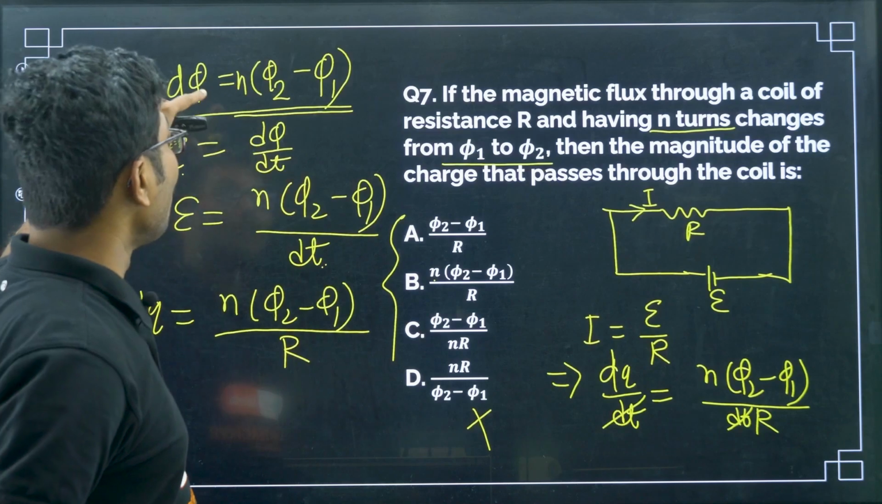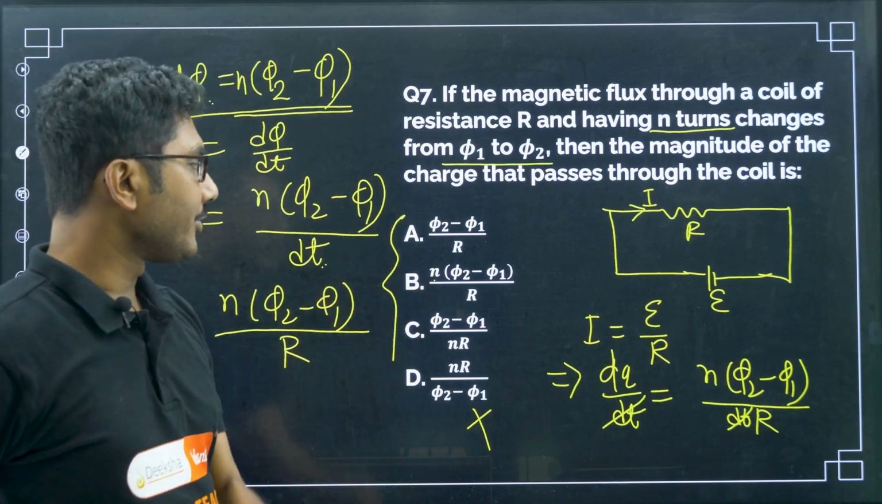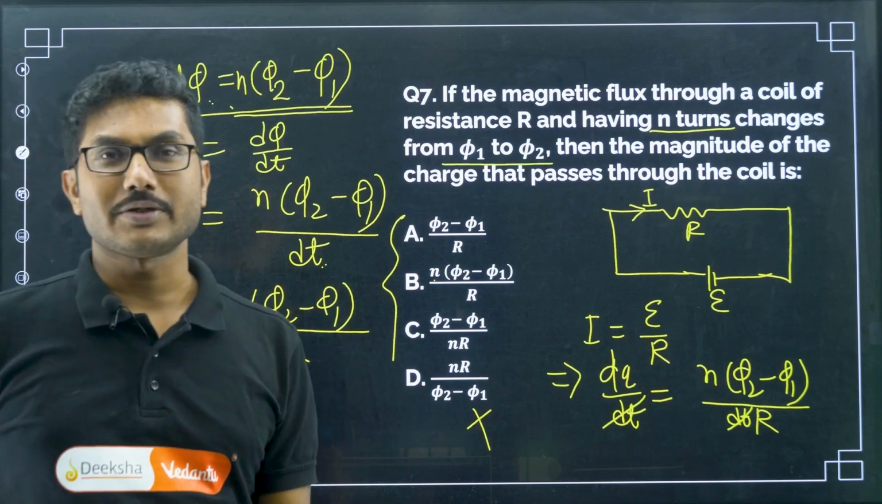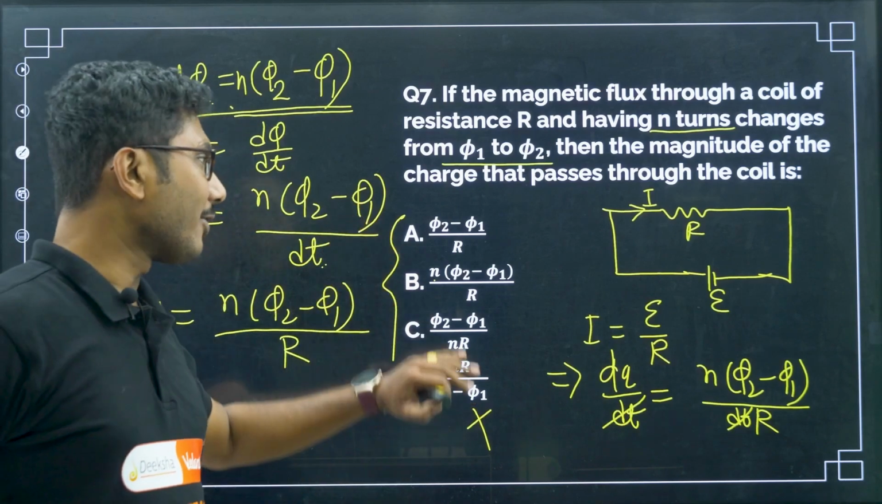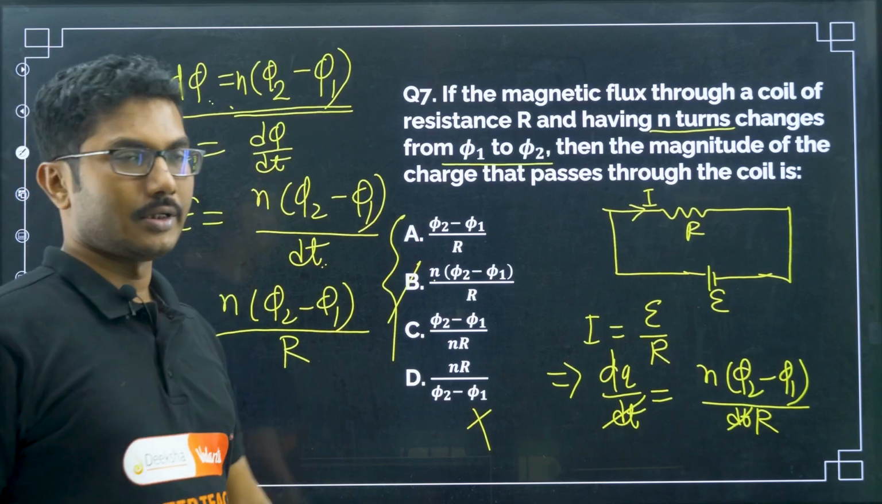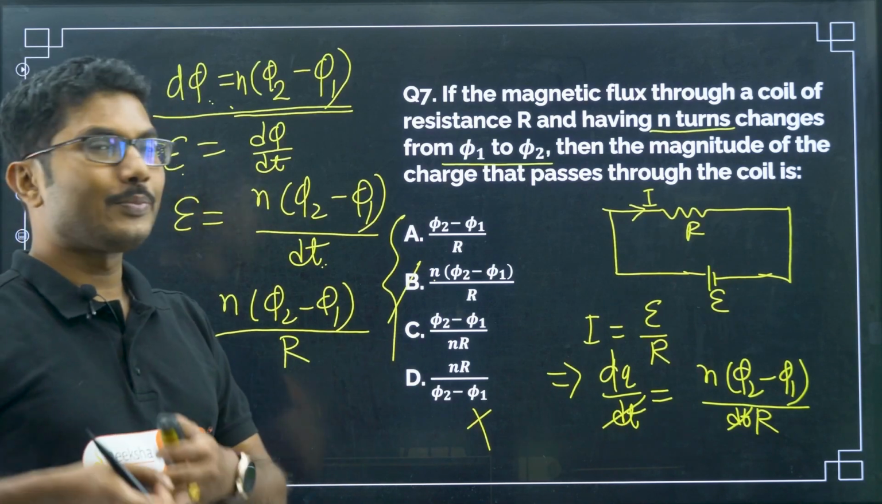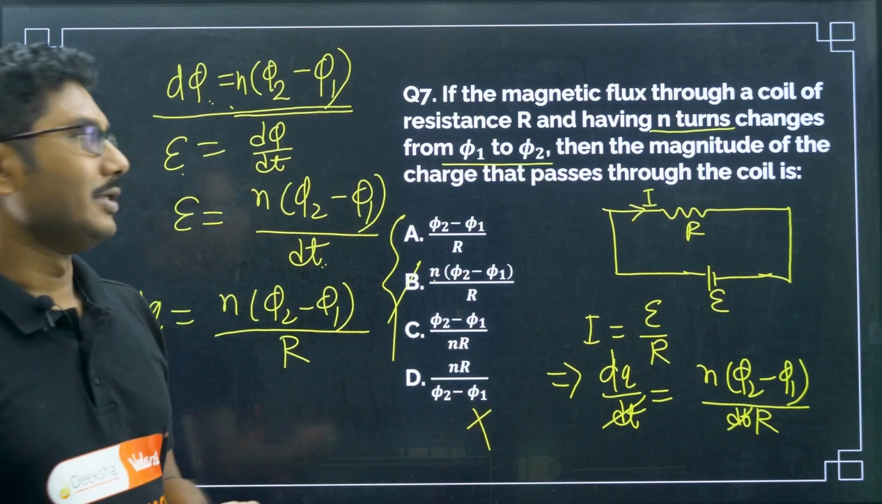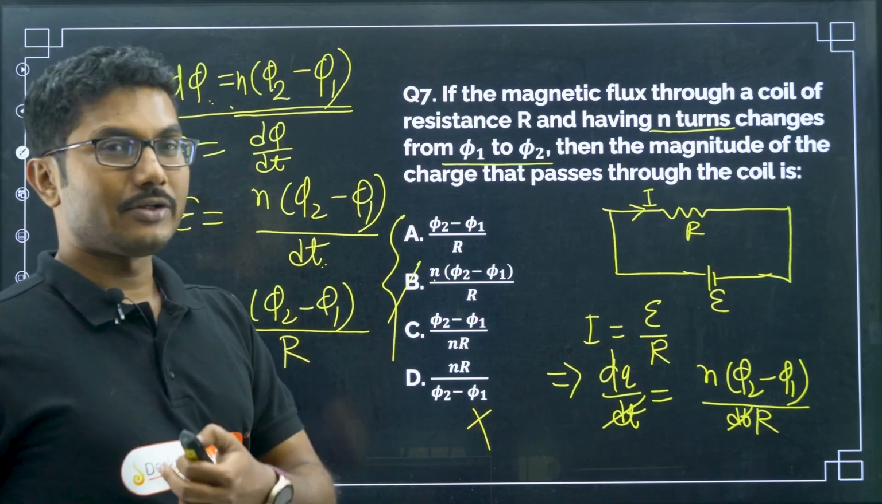So, by only knowing this part you can answer this question, because all of the other options do not have this n into phi 2 minus phi 1 term. So, from that only you can easily guess this should be the correct answer even without solving it, right. So, you have to know partially. If you know partially, then also you can answer correctly. So, this is one of the advantages of the KCET exam.